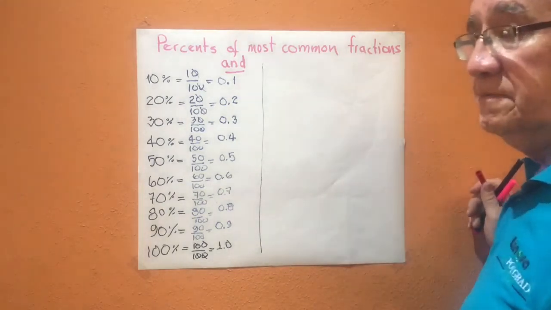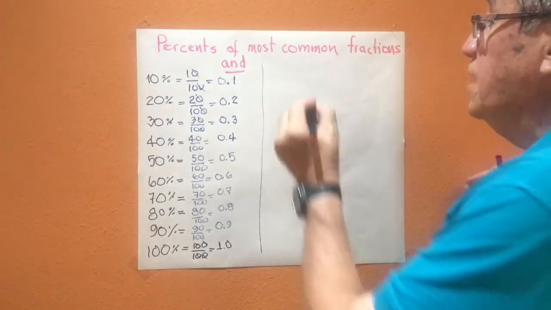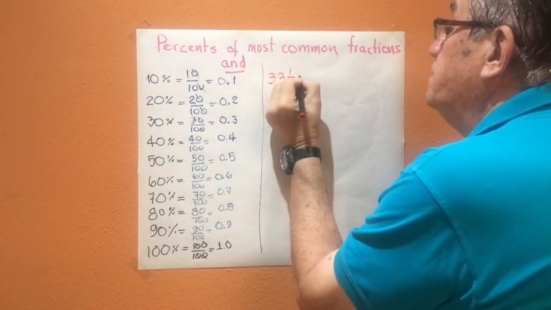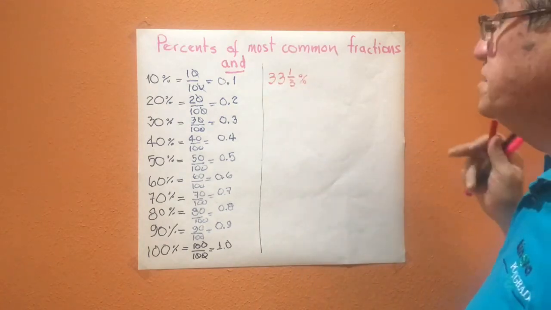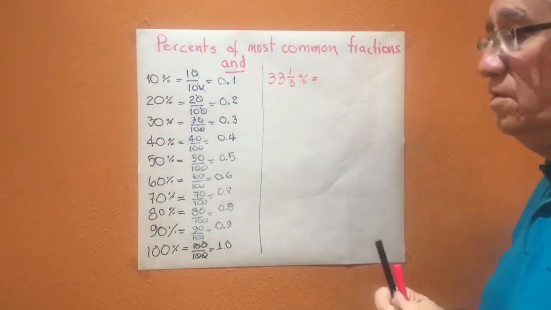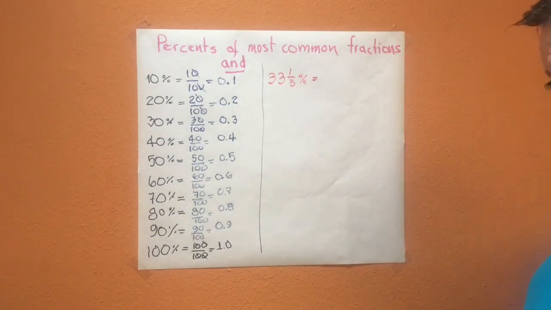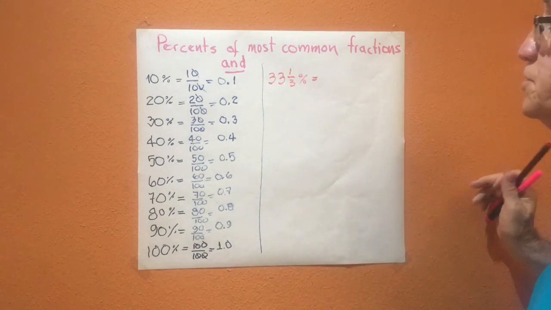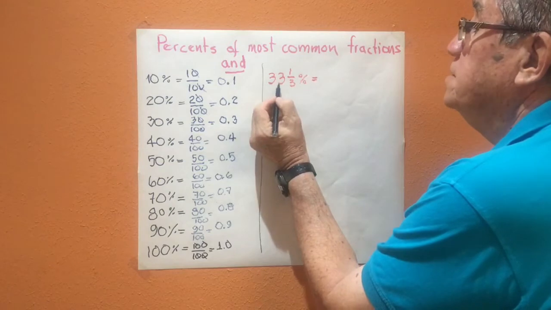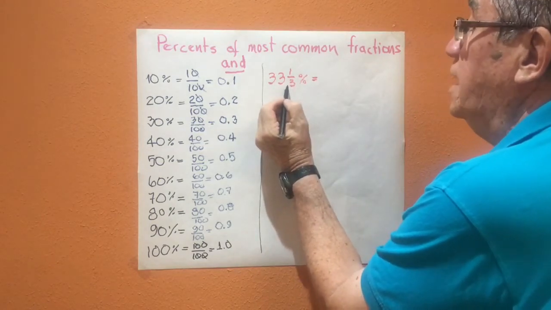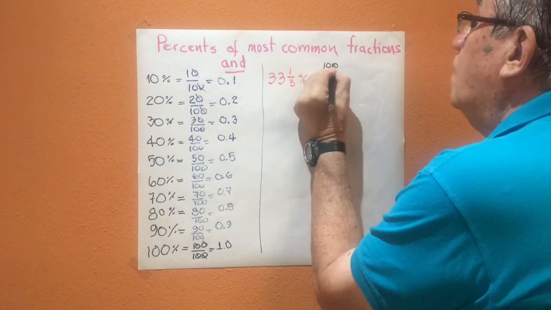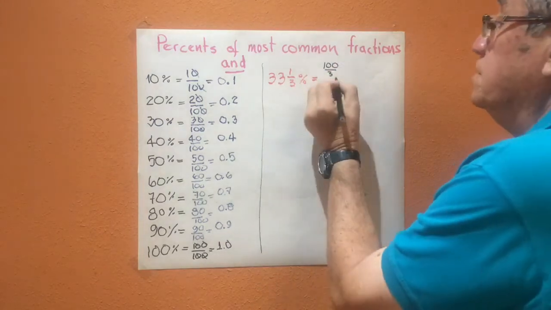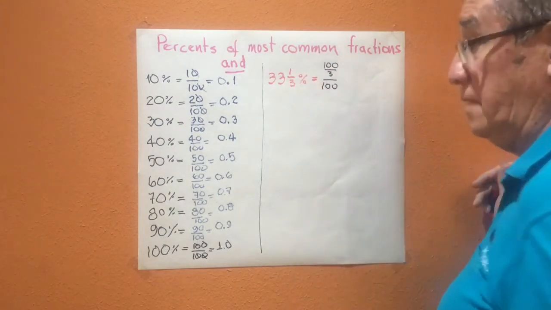All right. We have another type of percents which are like this. We have 33 and 1/3%. Okay, how much is this going to be in fraction form? Well, it's interesting, right? The first thing I have to do is change this into an improper fraction. This means that I have to multiply 33 times 3, which is going to be 99, plus 1. It becomes 100/3. But it's a percentage, so this should be divided by 100, right?